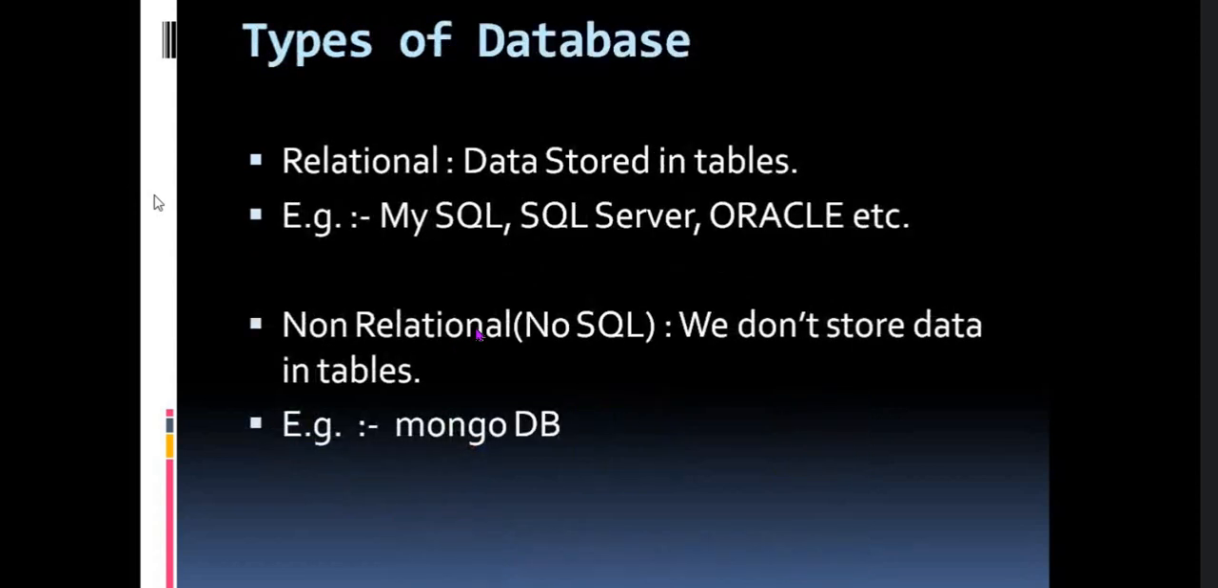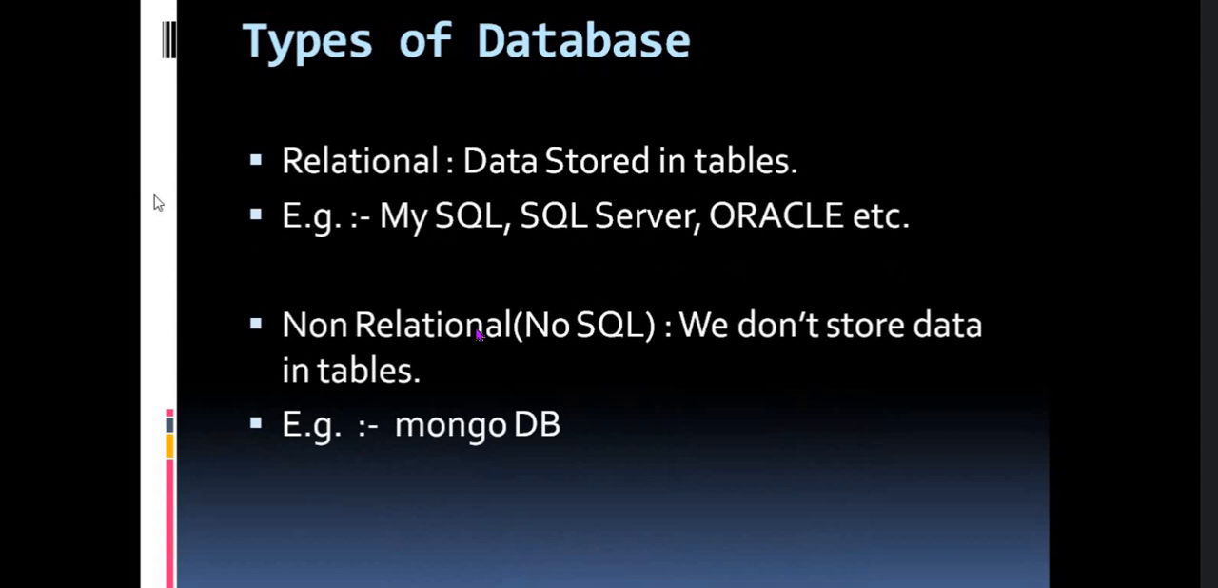So we will see what the types of database are. The first type is relational. Data stored in tables is called a relational database. For example, MySQL, SQL Server, Oracle, etc. For example, in a school, a class teacher maintains a register. In that we have a table like roll number, name, and all those things. The same table in digital format we can make. That table is called a relational database.